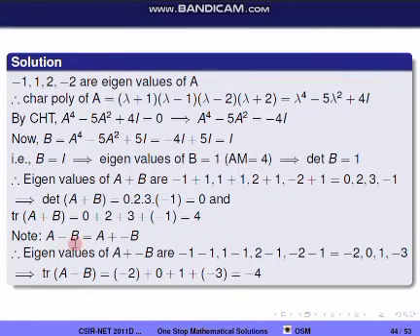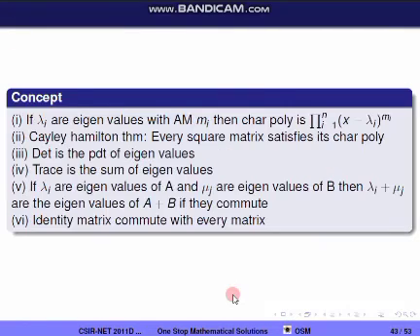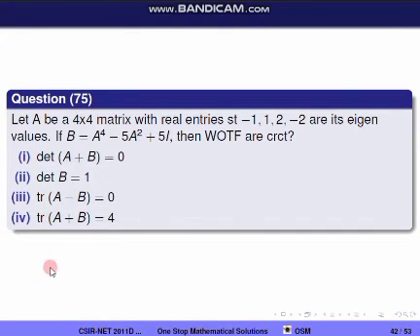Note A minus B can be written as A plus of minus B. Therefore eigenvalues of A minus B are eigenvalues of A minus eigenvalues of B. So this is equal to -1 minus 1, 1 minus 1, 2 minus 1, -2 minus 1. So this is equal to -2, 0, 1, -3. So trace of A minus B is the sum of these elements, which is equal to -4. So now we'll check the correct options. So the correct options are 1, 2, 4.